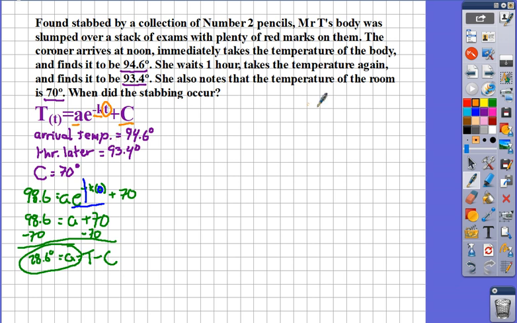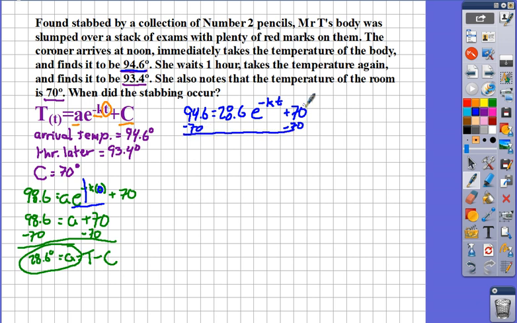So let's talk about when the corner arrived. And the temperature was 94.6 degrees. 94.6. That's when the corner arrived. Now that's going to equal A, which we now know is 28.6. So 28.6 times E, the number, to the negative K, that's what we're looking for, times T, plus C, the 70. So instead of C, I'm going to write 70. Well, first thing we're going to do is subtract that 70 over here.